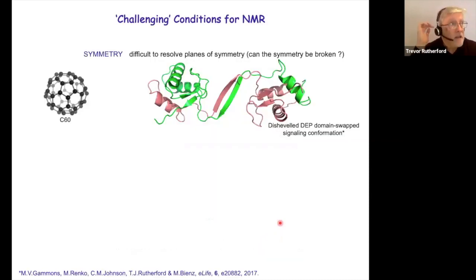So NMR isn't a panacea. There are obviously things it can't do. And one of the bits where we get into a bit of difficulty sometimes is where we have planes of symmetry.